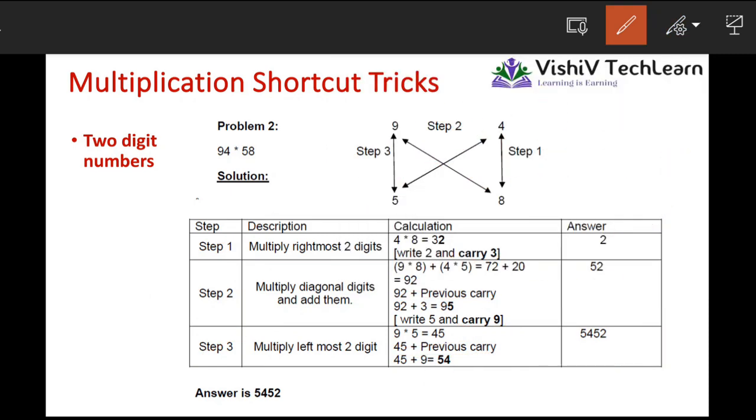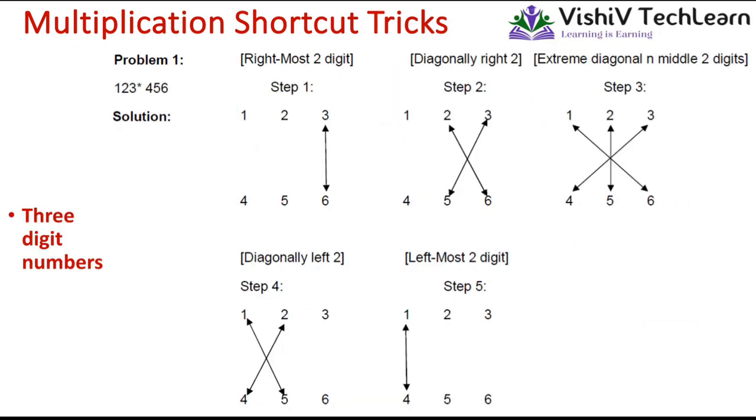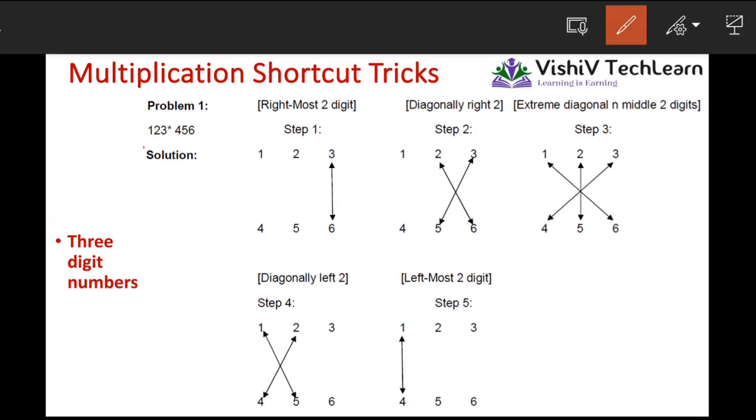This technique can also be applicable to 3-digit numbers, as mentioned here, 123 into 456. So in this case there will be 5 steps: step 1, step 2, step 3, step 4 and step 5. 5 steps will be there.